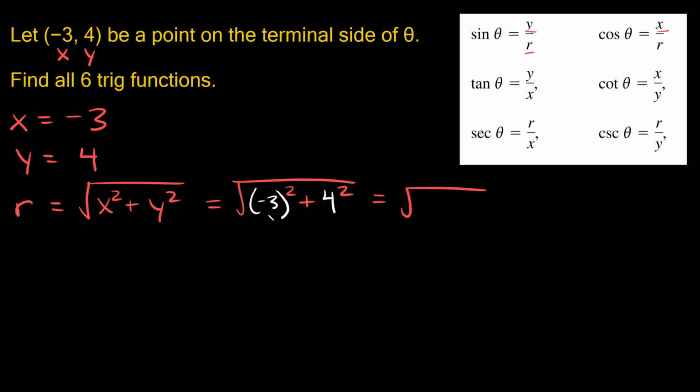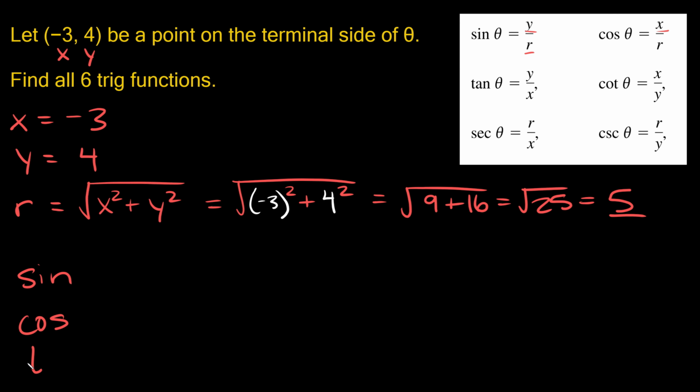All right, so then here, -3 squared is +9, and 4 squared is 16. So here we get the square root of 25, which is equal to 5. All right. So now that we found those 3, now we can finally start evaluating these trig functions. So first, let's find the sine, cosine, and tangent of theta. All right, let's find those 3.